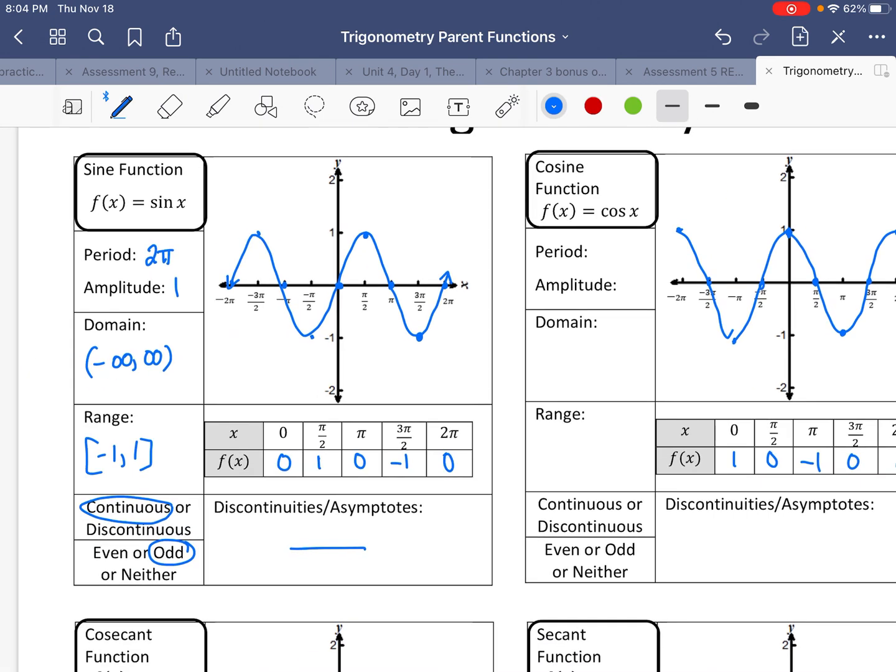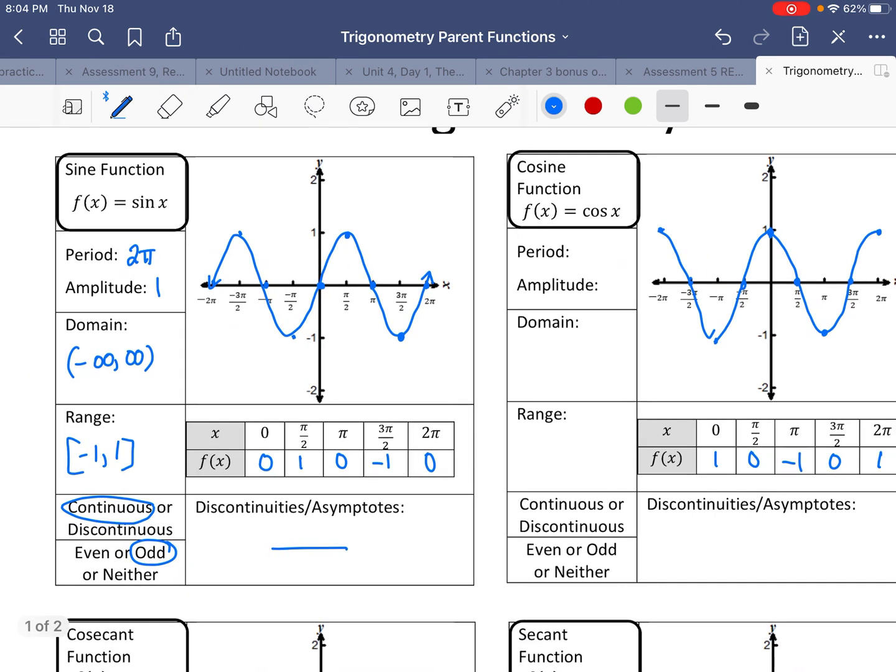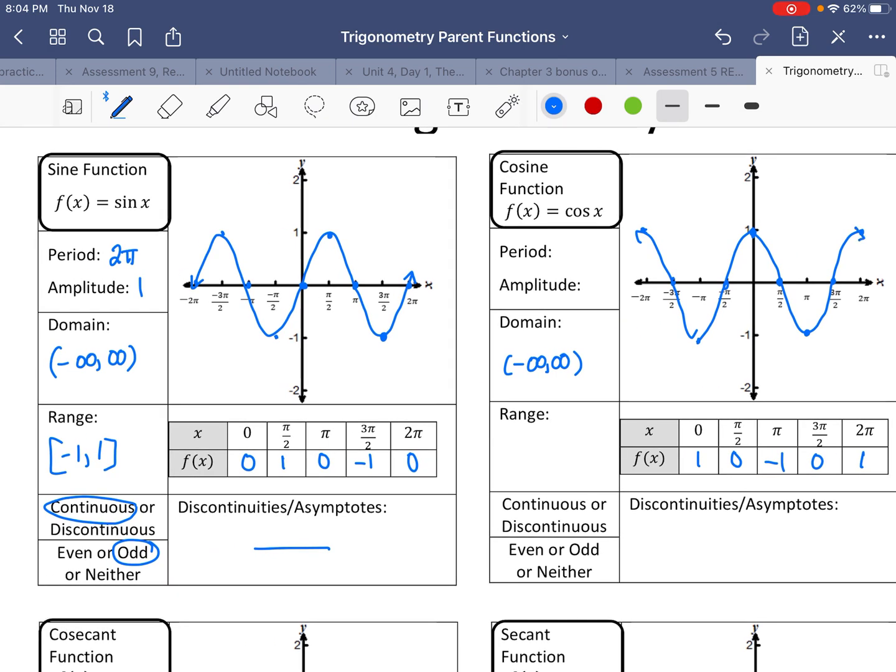Okay, so just like the sine graph, the domain of the cosine graph is -infinity to infinity because it goes forever. It just keeps going over here and keeps going here. The range is -1 to 1. It is continuous. There are no discontinuities. Is it even or odd? Well, look, the right side is the same as the left side, so that is what an even function is. The period is also 2 pi, and the amplitude is also 1.